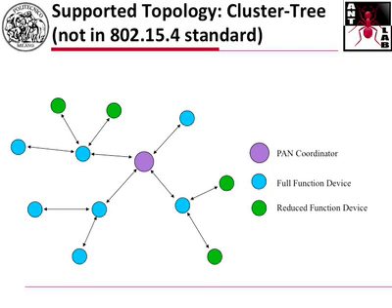I'm saying that if one of the FFDs stops working, then we can't reach the reduced function devices. Okay, so that's a disadvantage of this topology with respect to the mesh one. So why do they propose this cluster tree topology? Maybe because of the cluster of each device. For example, a refrigerator and a car are two devices, so they have different connections with the computer.